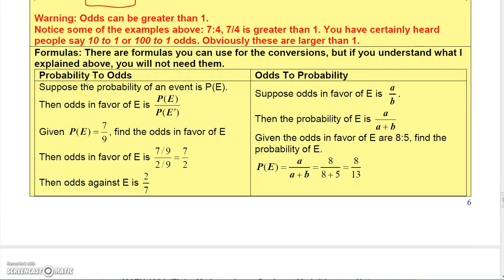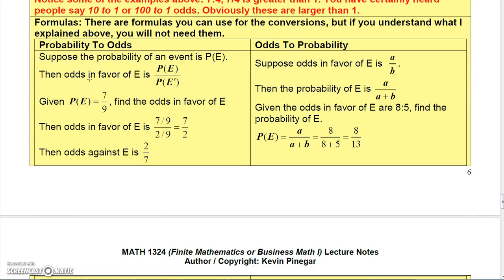So there are some formulas that you can use. You can read these formulas here, but really you don't need the formula if you understand what probability and odds are. Here's a probability of 7/9. So for the odds in favor, there's 7 ways for it to occur, and that means there's 2 ways that it cannot occur. So the odds in favor would be 7 to 2, and if you flip it around, the odds against it would be 2 to 7. And if you know the odds are 8 to 5, then you know the probability is just 8 over 8 plus 5, which is 13.